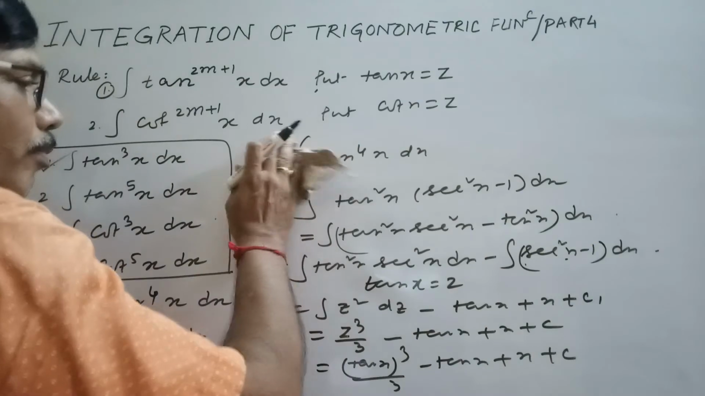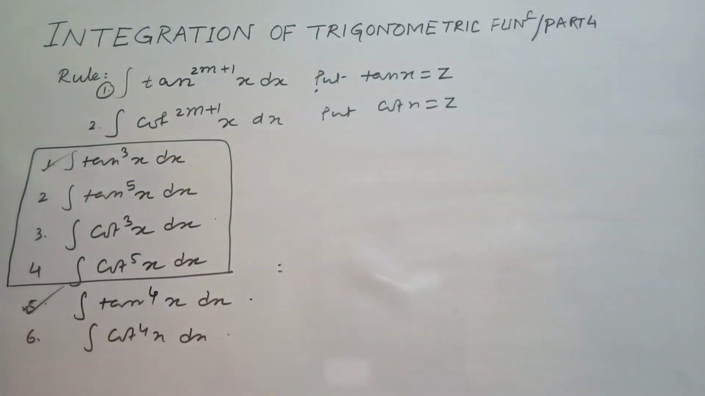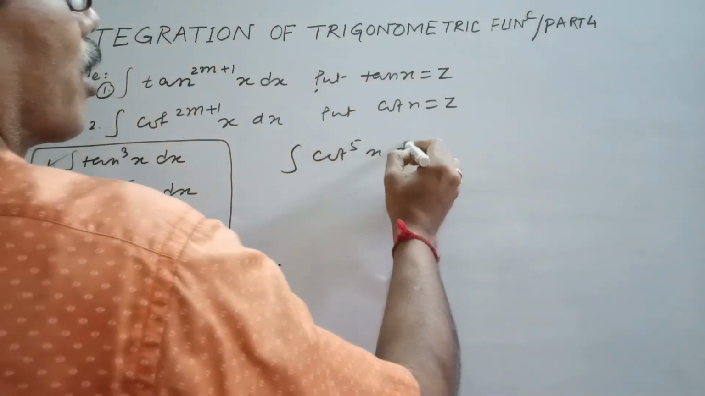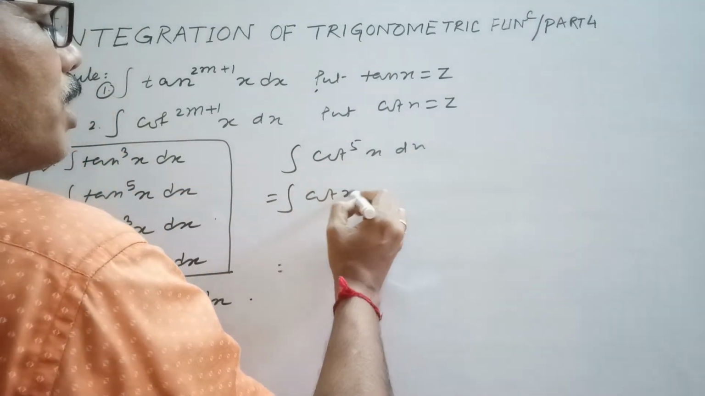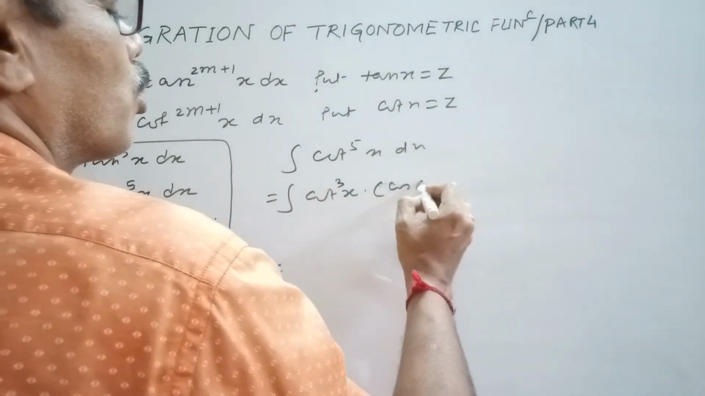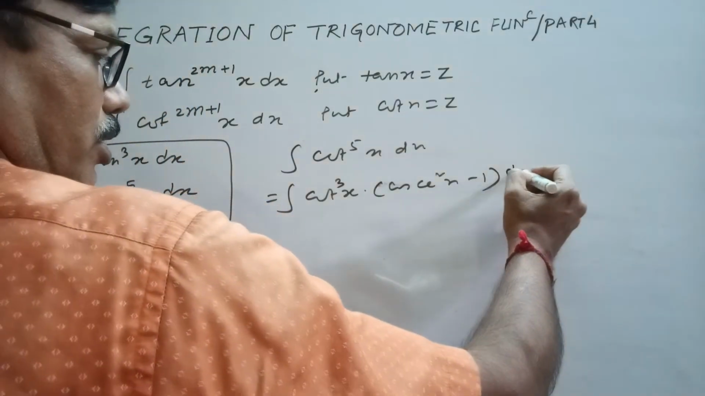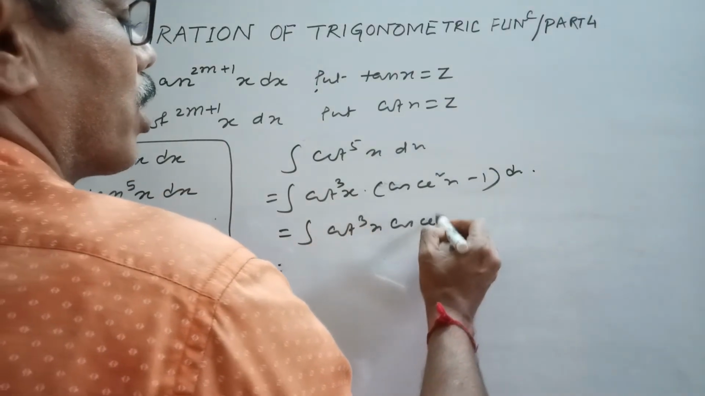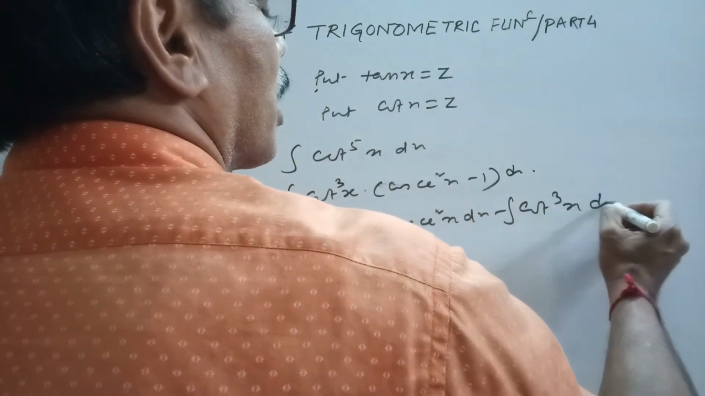Next, odd power of cot. Suppose cot to the power 5x dx. So we can write it as cot cube x into cosec square x minus 1 dx. So cot cube x into cosec square x dx minus cot cube x dx.